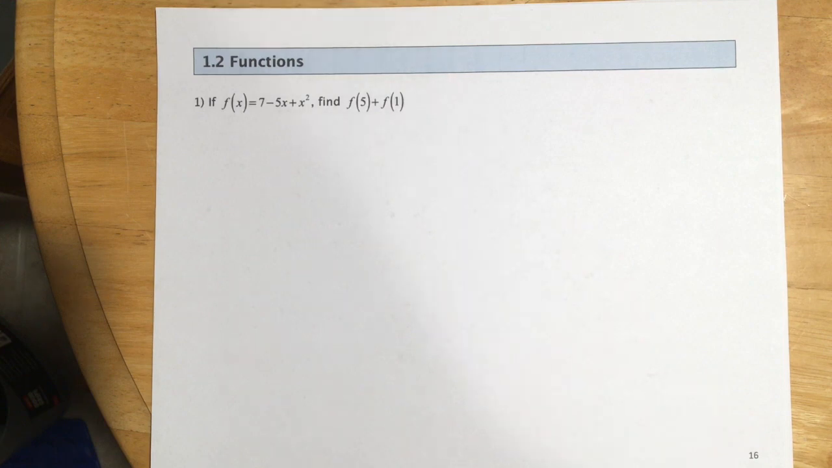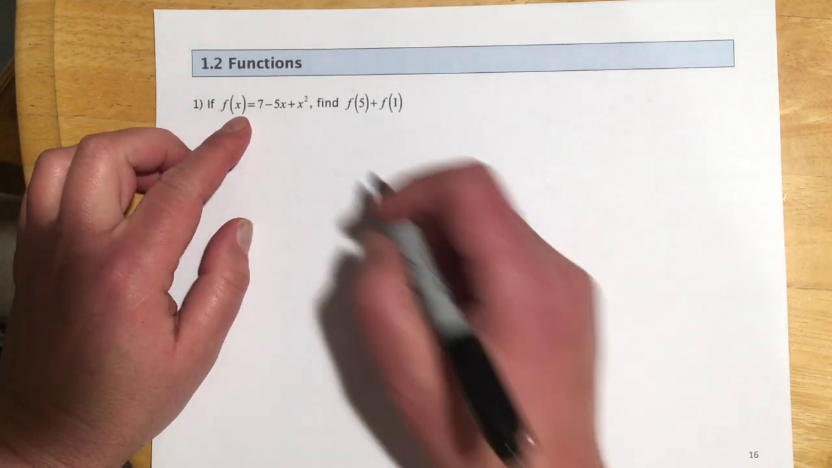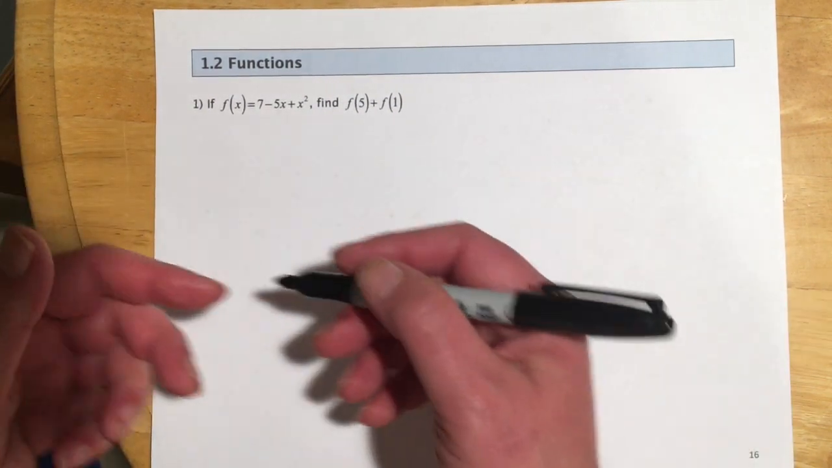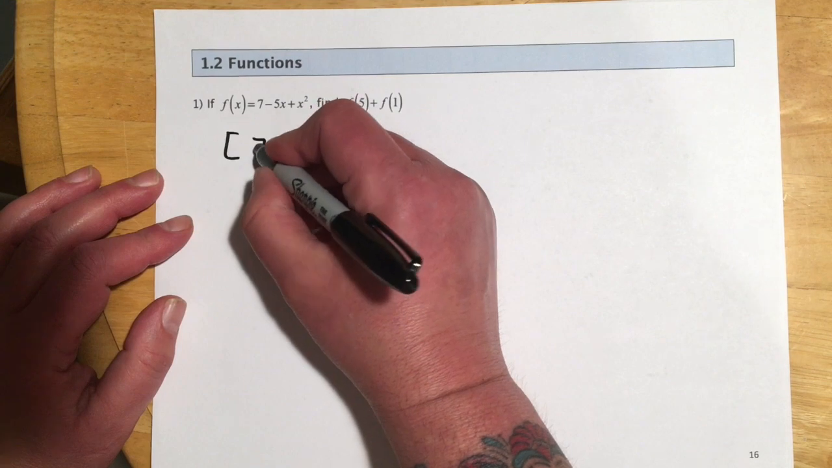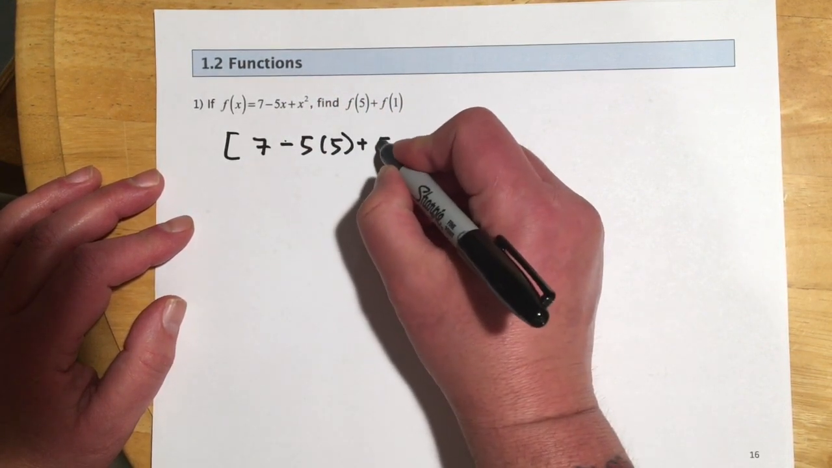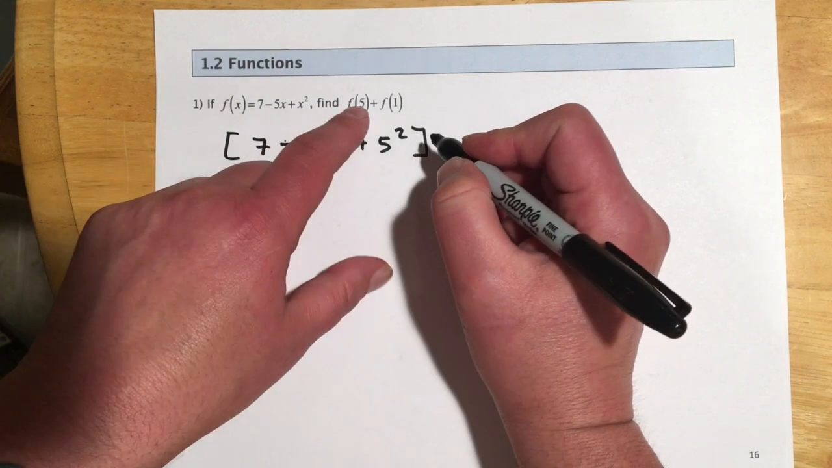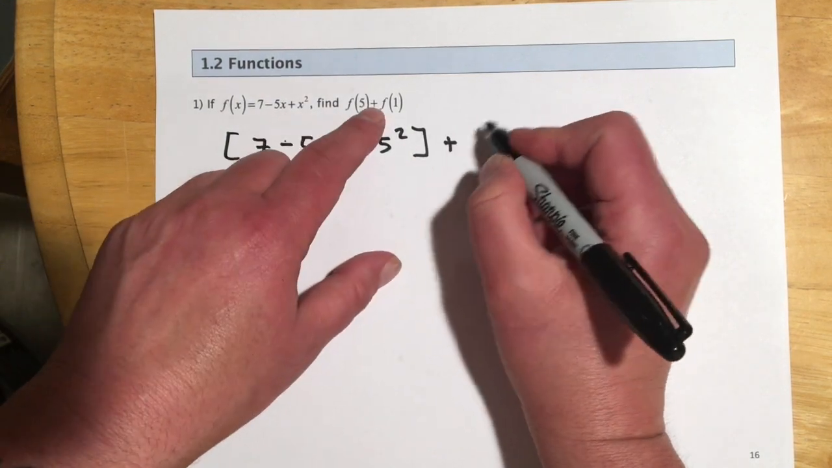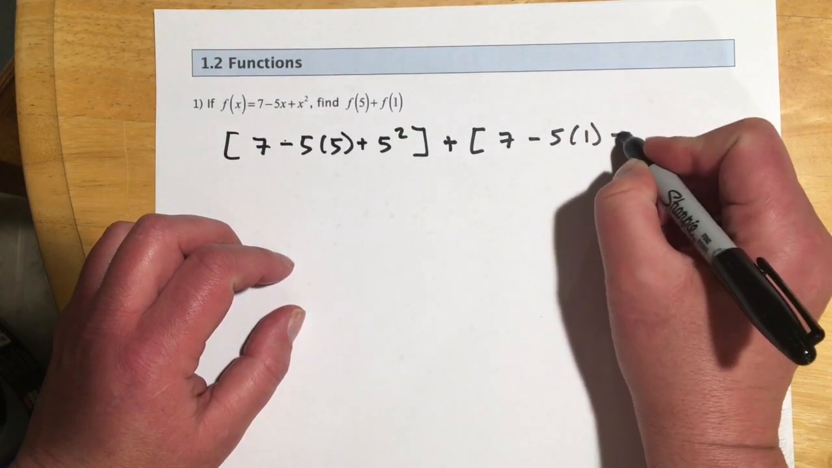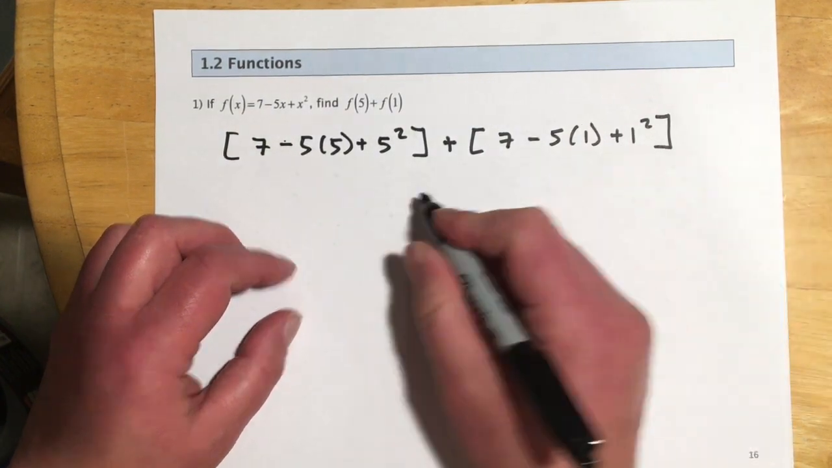Okay, 1.2 is functions, and so a bunch of function notation. So this first one's pretty friendly. We're just going to figure out what f of 5 is and what f of 1 is, and then add those two values together. So 7 minus 5 times 5 plus 5 squared would be f of 5, and then we're adding to that f of 1. So 7 minus 5 times 1 plus 1 squared.